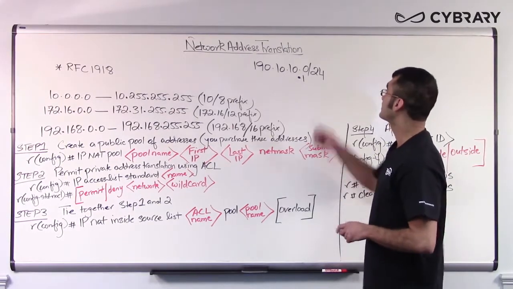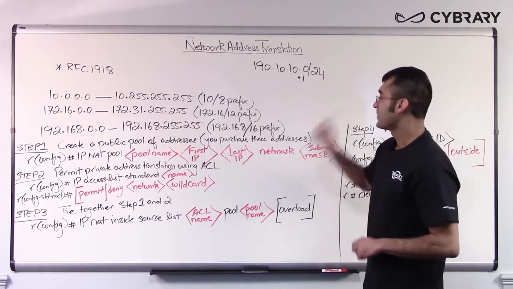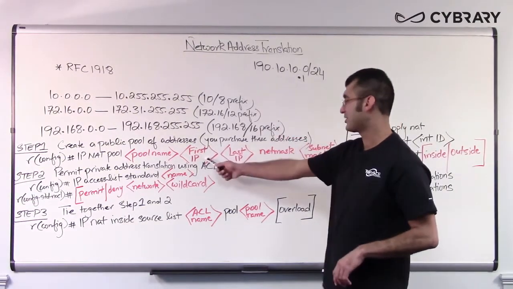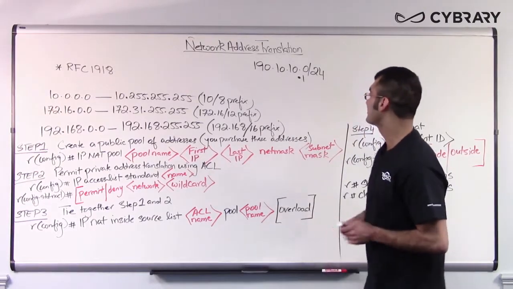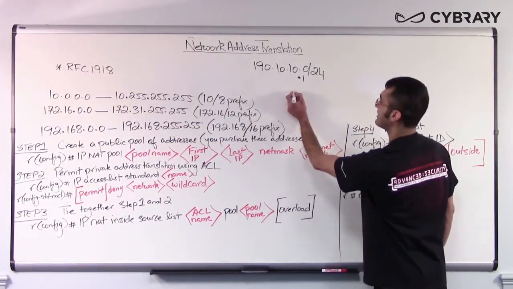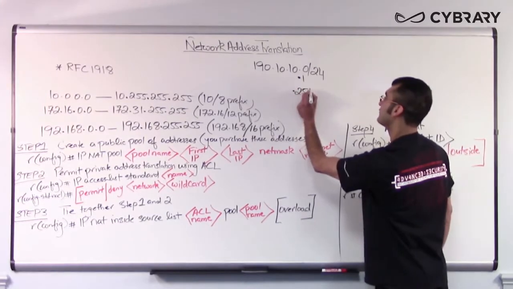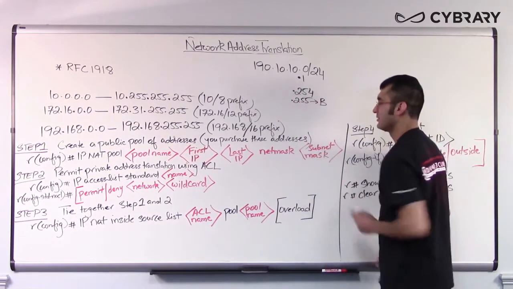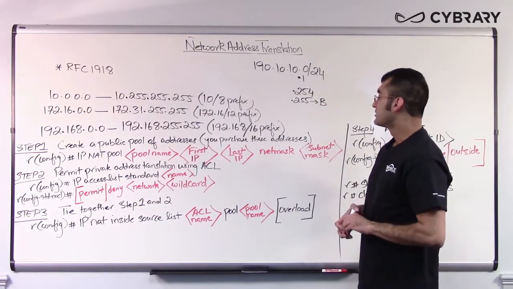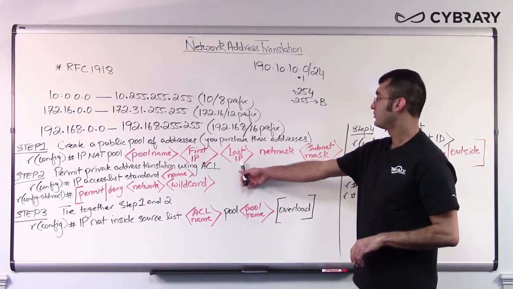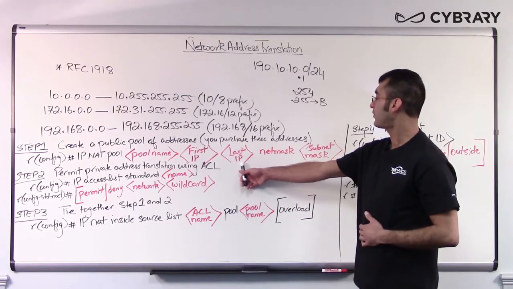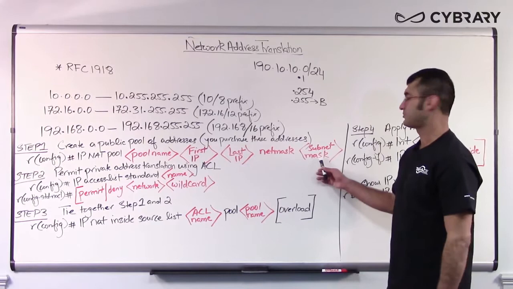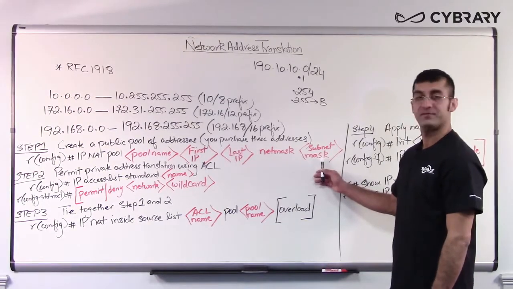And our subnet mask in this case is, well, no, the first address, 190.10.10.1, that goes here. Then the last address, which is 190.10.10.254, .255 being my broadcast. So the last address goes here, 190.10.10.254. Then the keyword netmask, and then the subnet mask, which will be 255.255.255.0.